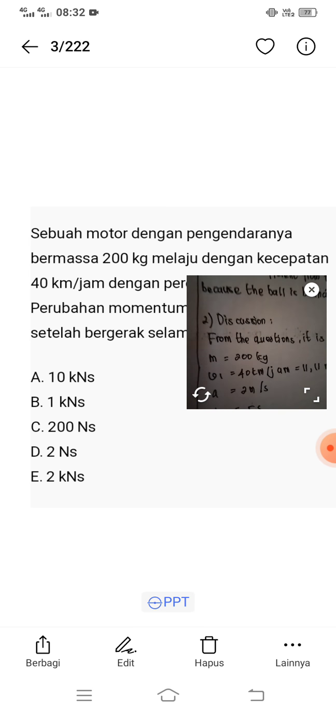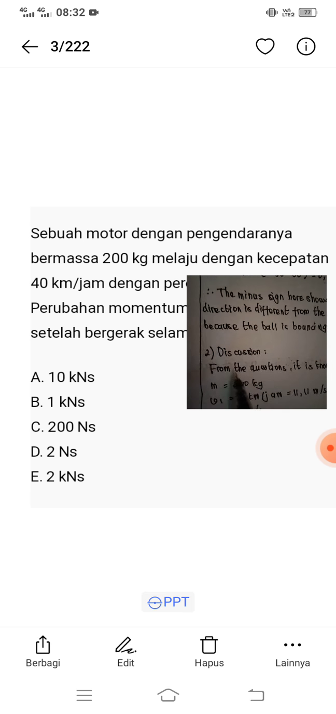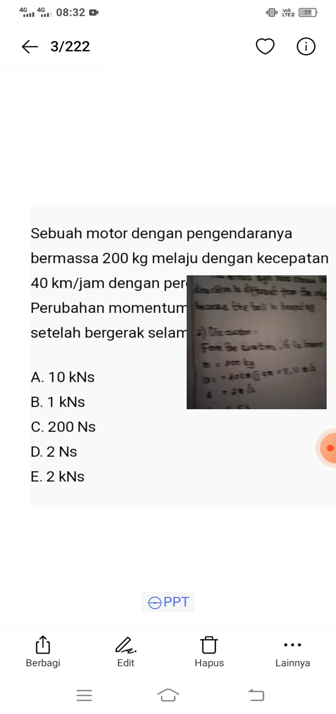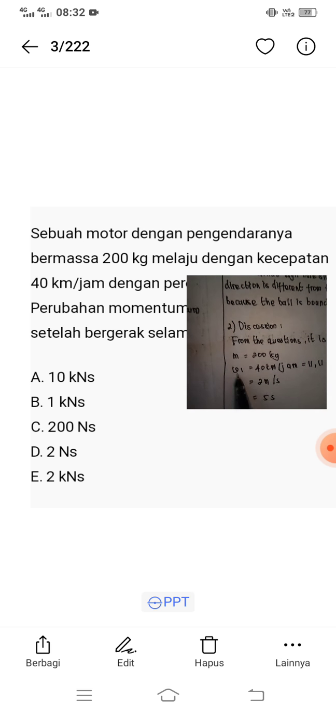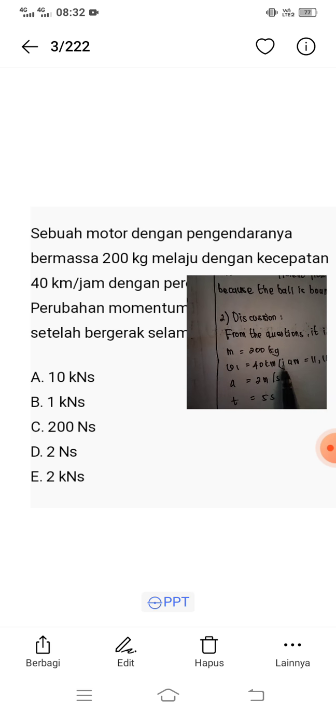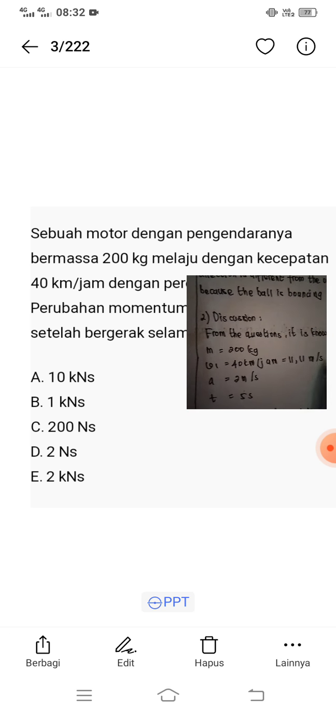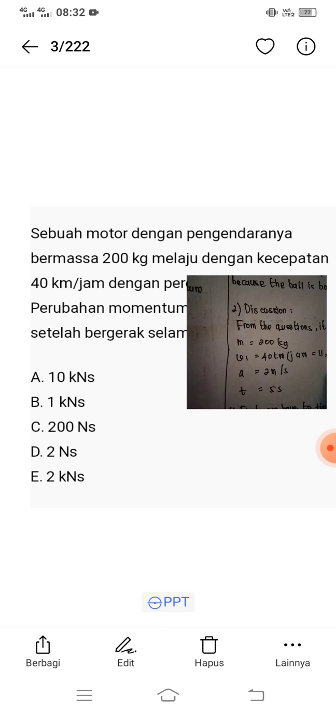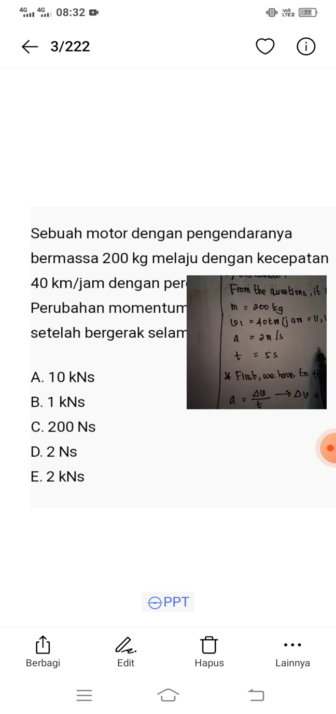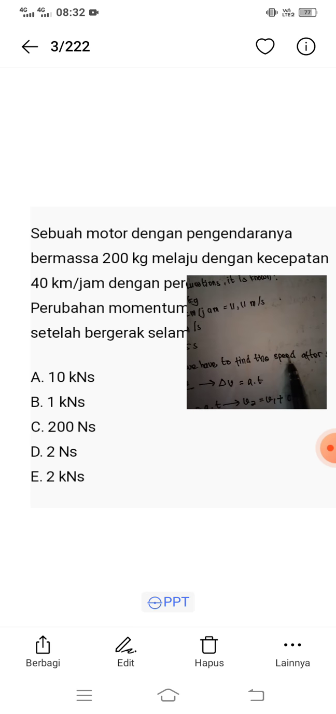Number 2. Discussion. From the question, it is known m is 100 kg. Velocity 1 is 40 km per hour, which is 11.11 meters per second. a is 2 meters per second squared. The time is 5 seconds. First, we have to find the speed after 5 seconds.